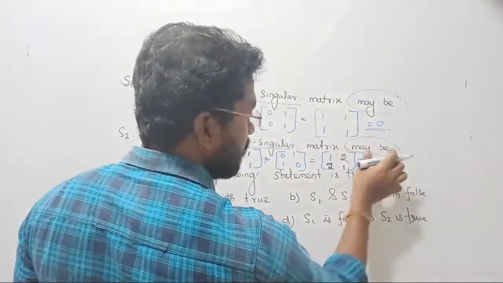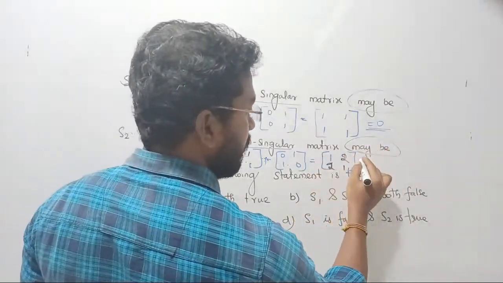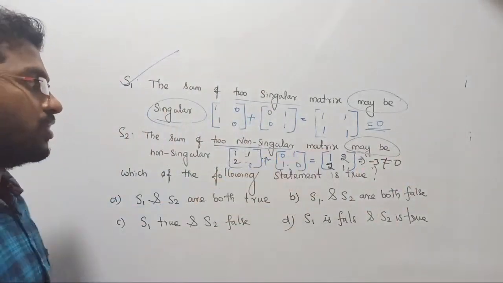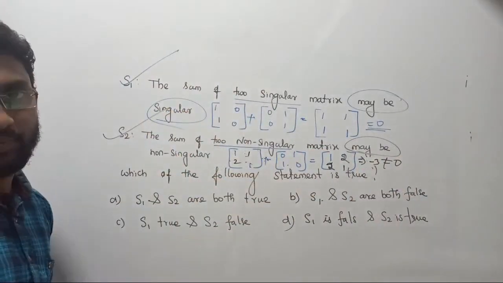Find out the determinant for this one. 1 minus 4, I am getting what? Its determinant is minus 3. That is not equal to 0. So what is the conclusion? This statement is also correct. Are you getting me, guys?